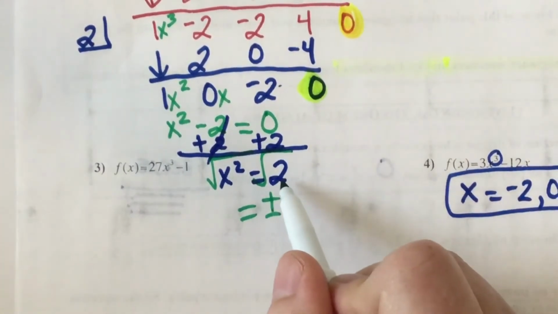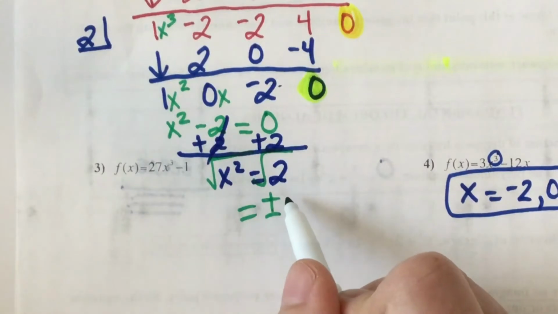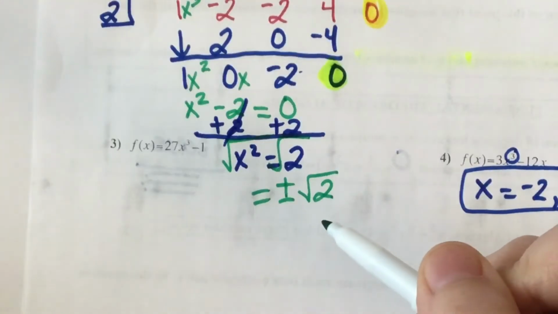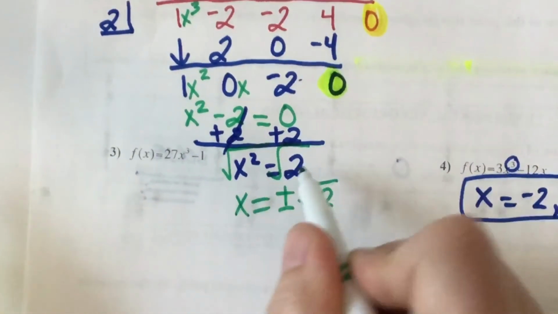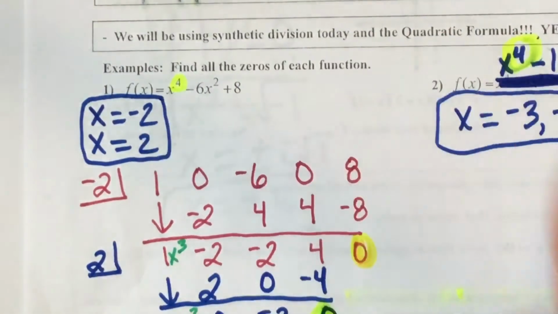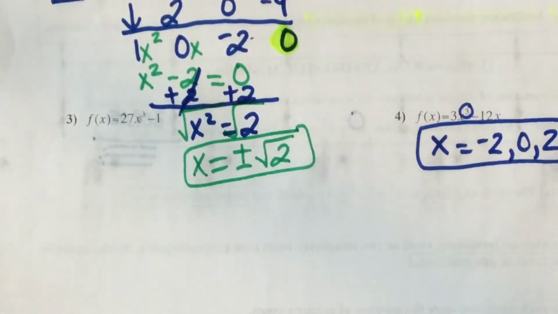And then there's no i because there's no negative. I can't take the square root of 2, nor can I break it down. So that's just it. So here are 2 answers. And the other 2 answers came from the calculator. So I've got 1, 2, 3, 4, 4 total answers. And that's that.